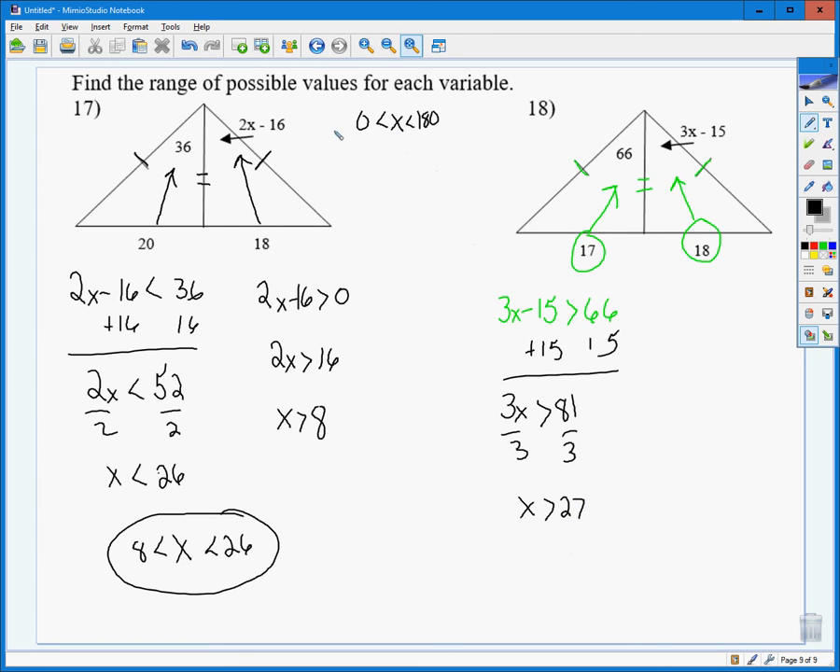Since I did x is greater than something already, I've got to take my angle 3x minus 15 and make sure that it's less than 180. And I'm going to add 15 to both sides. I now have 3x is less than 195. And I'm going to divide both numbers by 3. So x is less than 65. So my range of values, x has got to be greater than 27, but it's got to be less than 65.